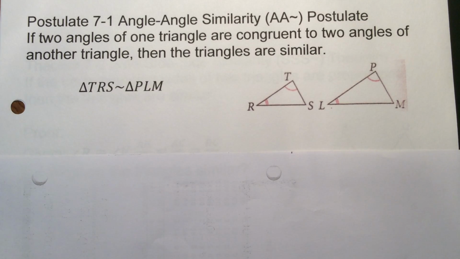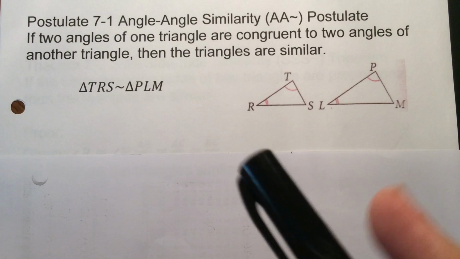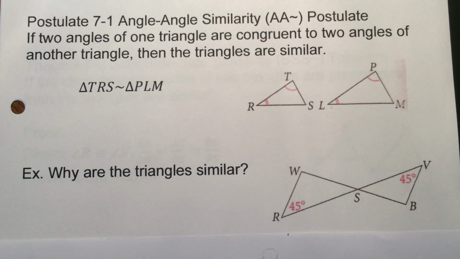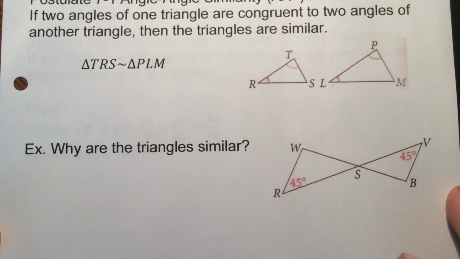So last lesson was all about, okay, this is all we have to know. Now we're starting into, okay, what's the least amount of information we need to know in order to say that these things are similar? If we know that two sets of angles are congruent, we can say they're similar. Now, notice it's a postulate, so we don't have to prove it, but we can use it here. So, why are these two similar?